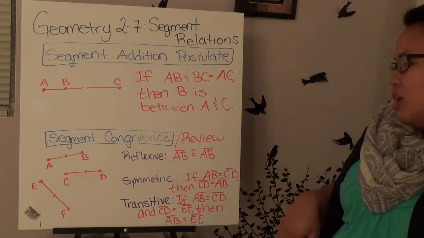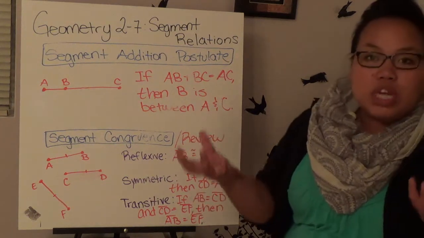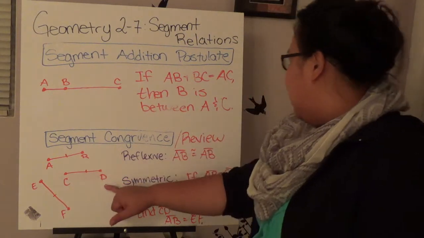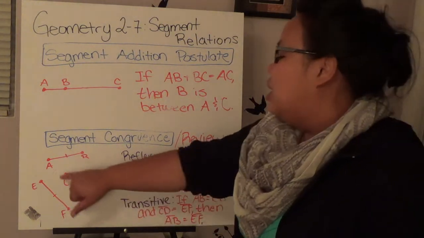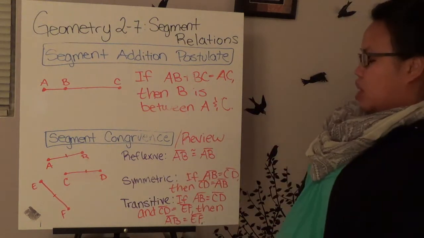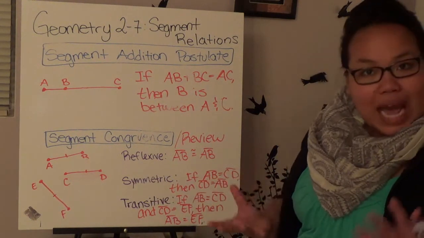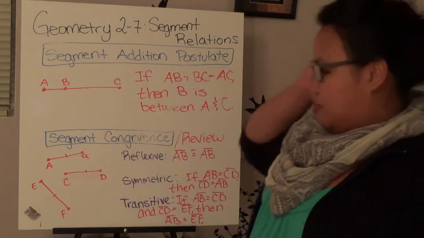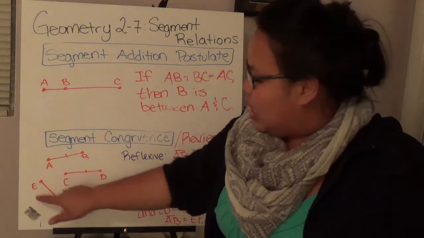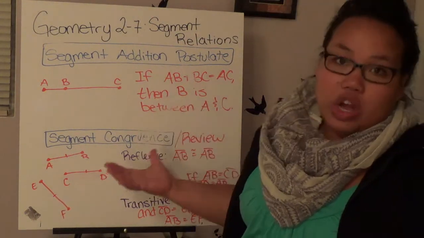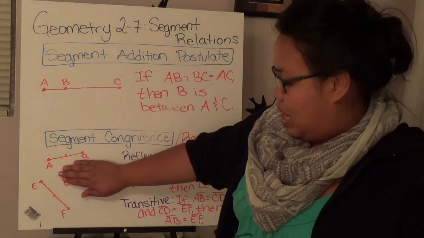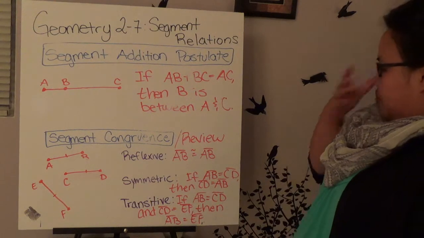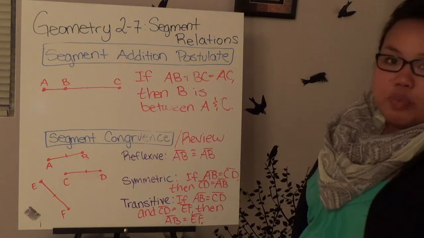The next one is symmetric. Remember, that's the one where on the equal sign you can flip them. So if I have line AB equals line CD, then I can say that CD also equals AB. I can flip it. Transitive is the one where we're talking about different heights of different people. If AB equals CD, and CD equals EF, then they're all equal to each other. So I can take out CD and say that AB equals EF. That's an important one that we're constantly using, the transitive property.